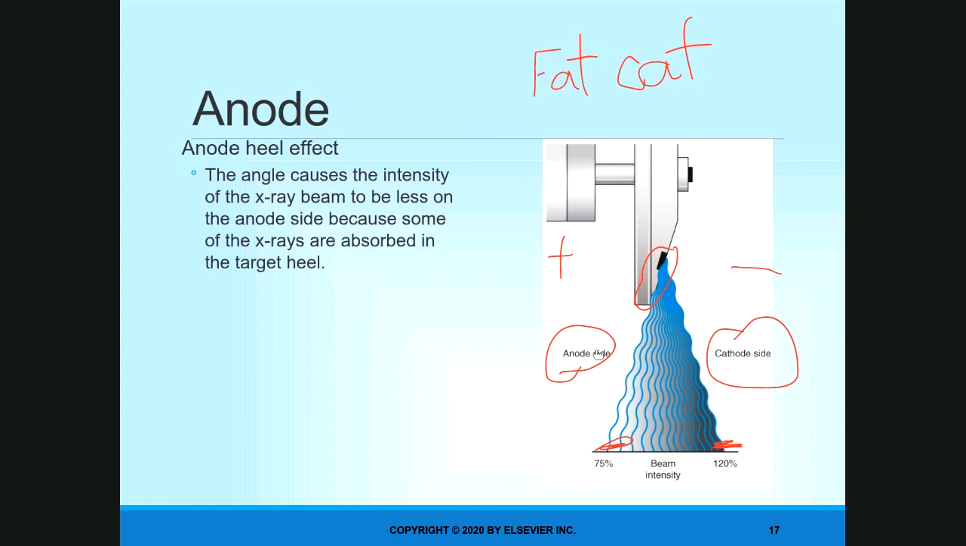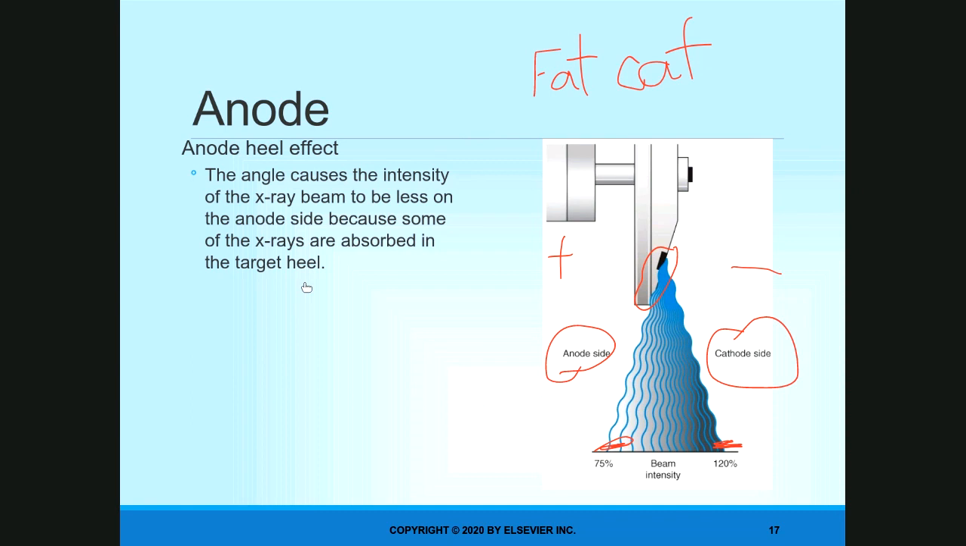So it says that the angle causes the intensity, which is your quantity, which is the number of photons, of the X-ray beam to be less on the anode side, because some of the X-rays get absorbed in the heel. And that is called the anode heel effect. And that is on page 57. So far, everything we've talked about begins on page 53 and takes us up to page 57 with the anode heel effect.